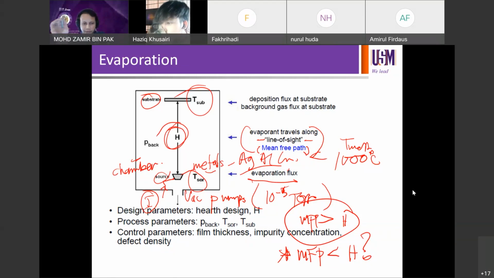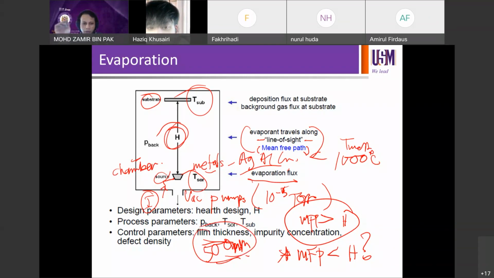Right, there are a few process parameters involved: vacuum level, temperature, distance, and so on. So control parameters, of course, the film thickness. Kalau you want to evaporate, say, 500 nanometer, tiba-tiba we dapat 100 nanometer je at the vacuum level. Then something's wrong. You're short of 400 nanometers, so that could be due to many things.